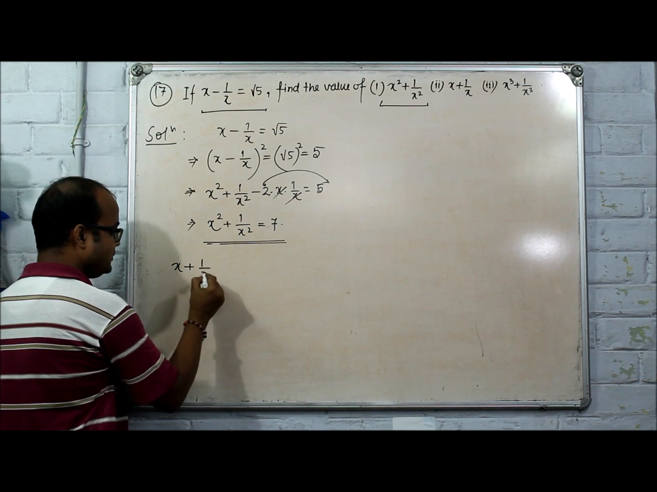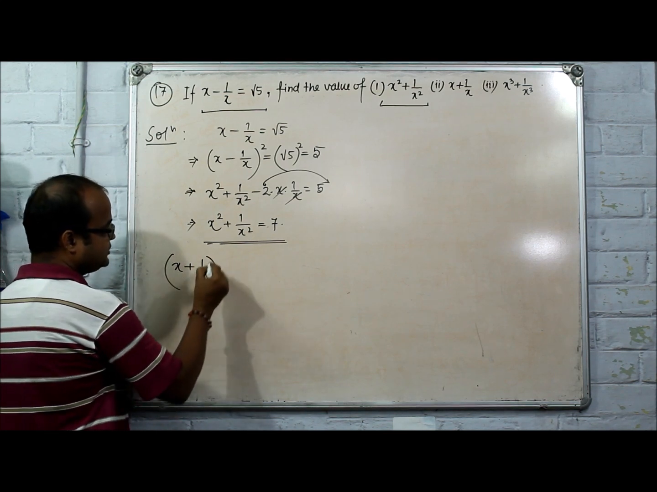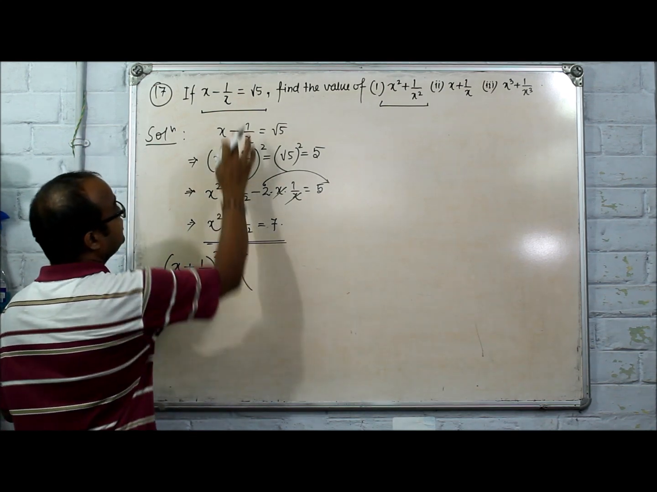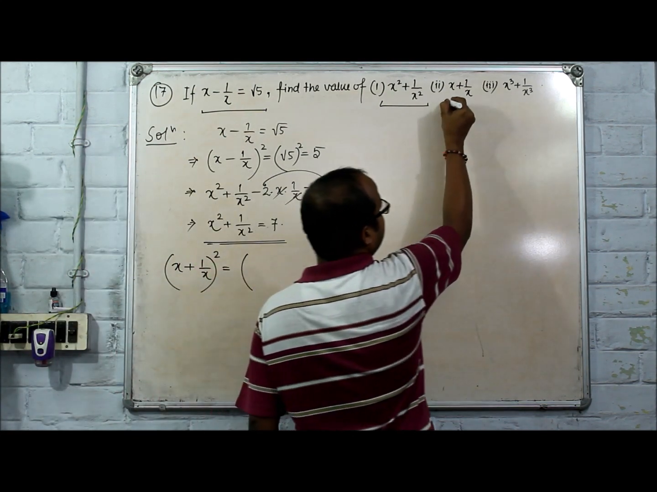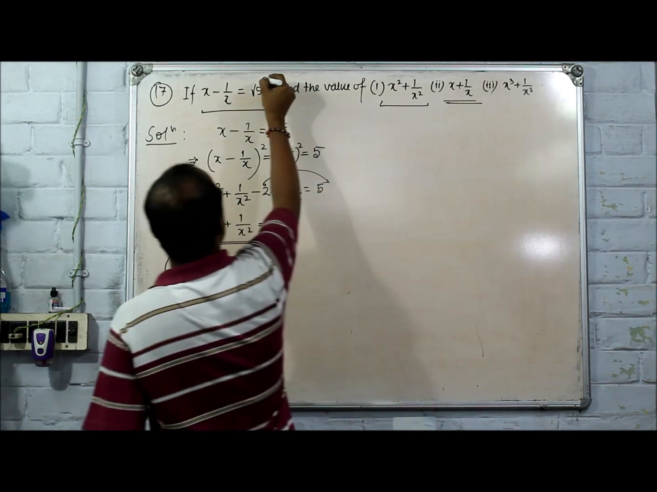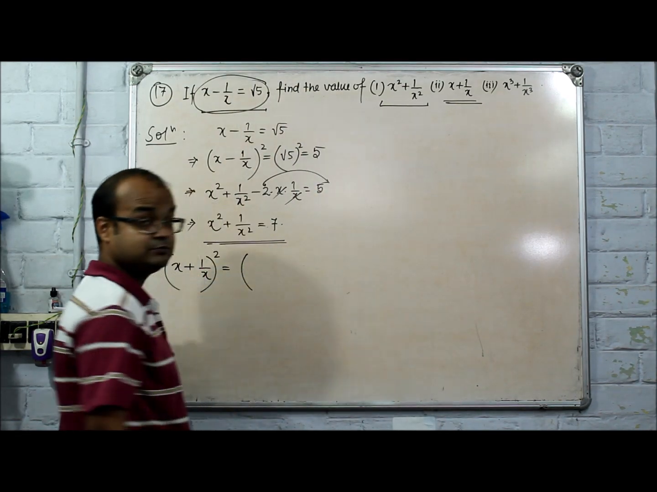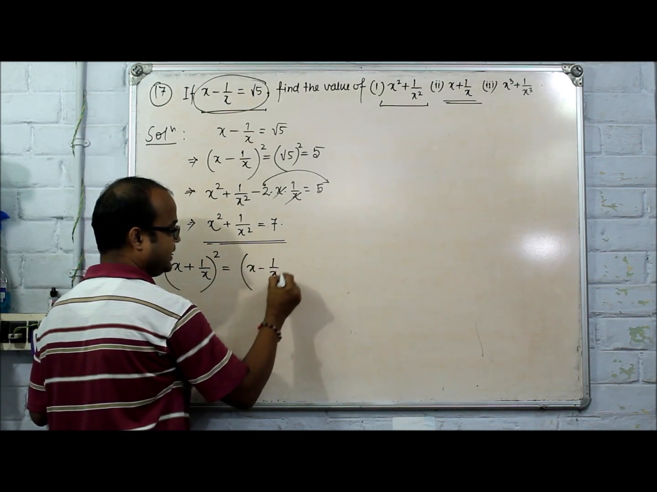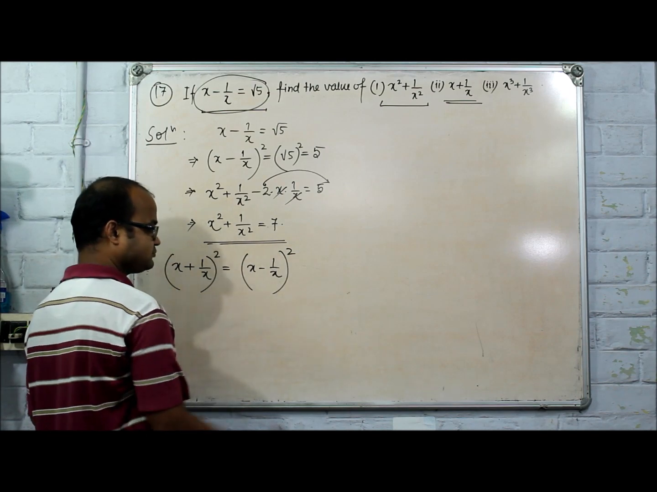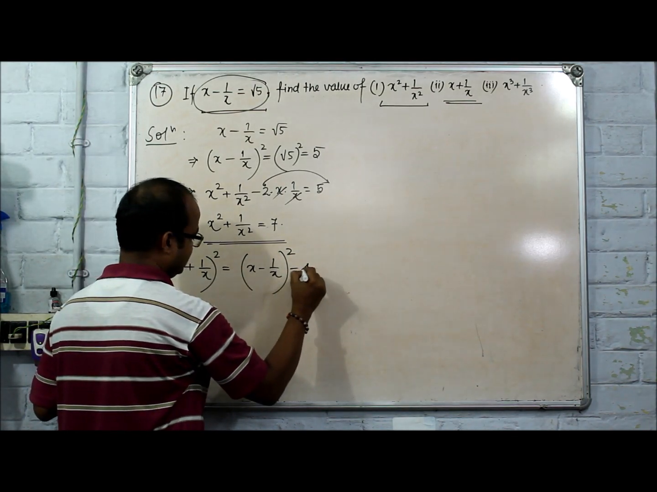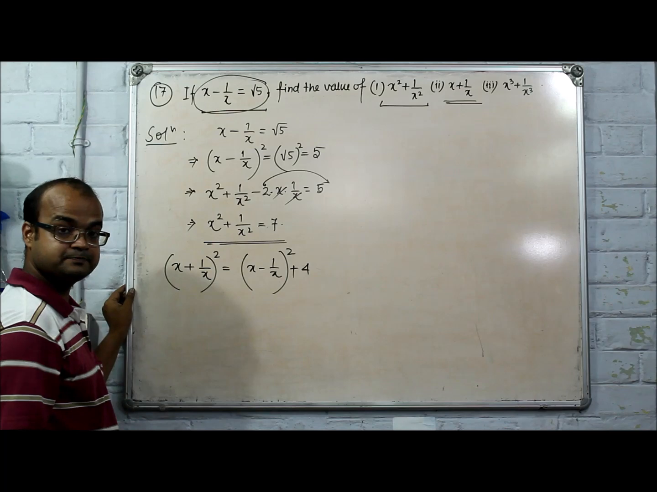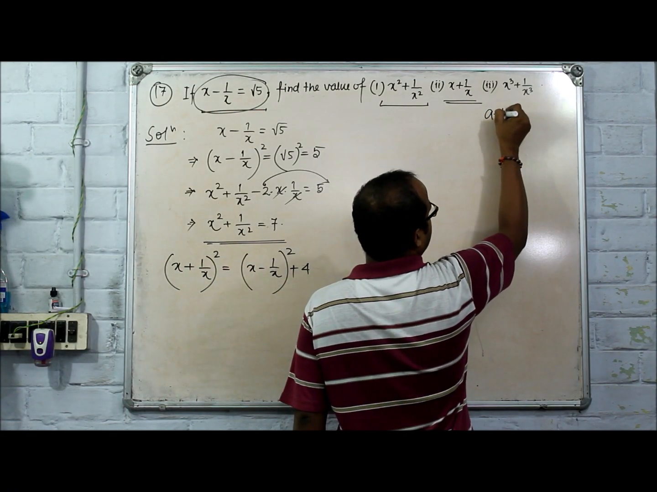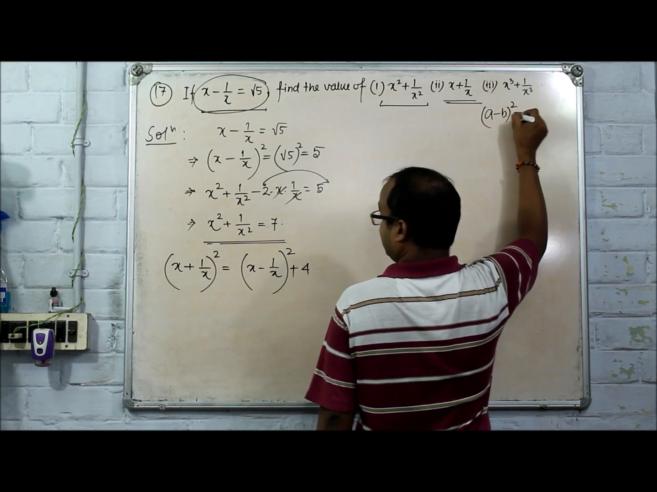So first we find out x plus 1 by x square. Clear? So now see, we need to find out x plus 1 by x, and the information given is about x minus 1 by x. So we use the formula x minus 1 by x square plus 4.